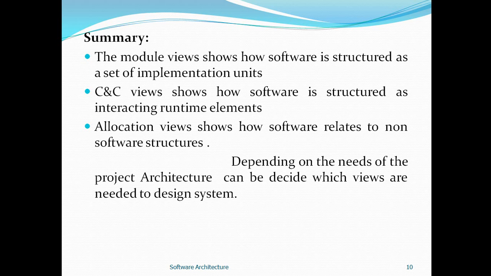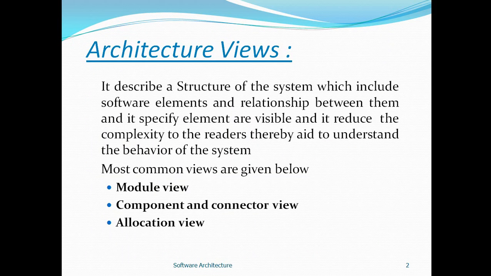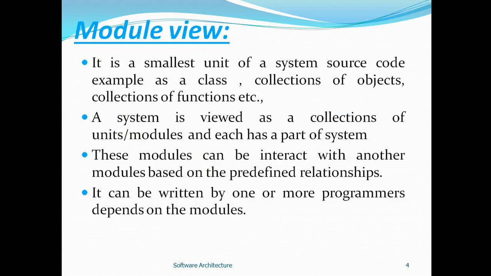Finally, the architecture view can be classified into three major categories. What is architecture? It is a structure of the system including the software elements, and it helps in understanding the behavior of the software. What is view? View means visible. What are the properties that can be viewed externally on the system? These visible properties can be classified into three categories: module view, component and connector view, and allocation view.